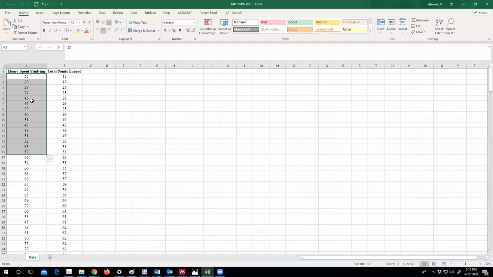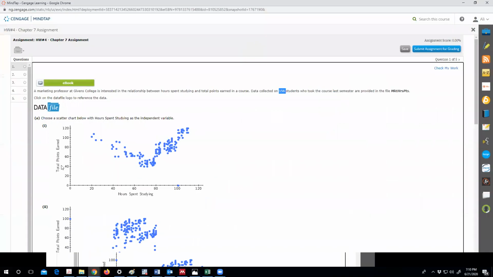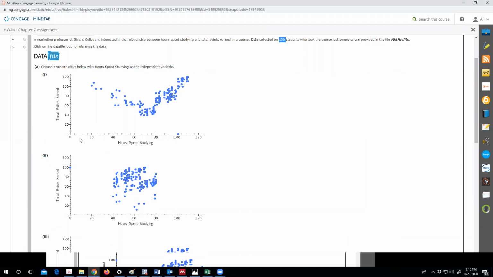There can be multiple X in the regression model, and there will be one Y, which we are trying to predict, or whose response to the X we are trying to analyze. So the first question they're asking is, what is the relationship or the shape if we draw the points between hours spent and total points earned?